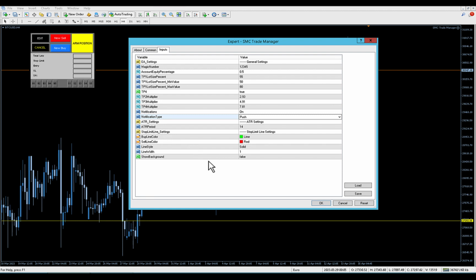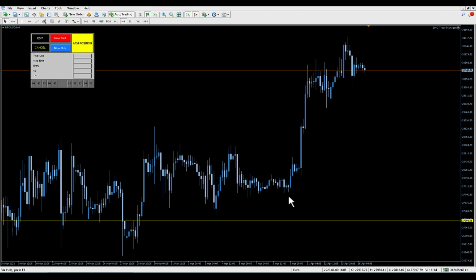Now let's show the background, which will alternate your trading panel above or below the graph line. Okay, so let's start with an example. We can see that the expert advisor is already in line and functioning. This is the Bitcoin US dollar chart on H4.